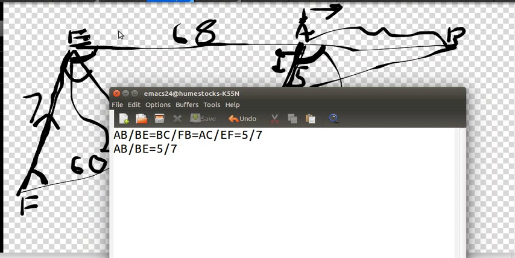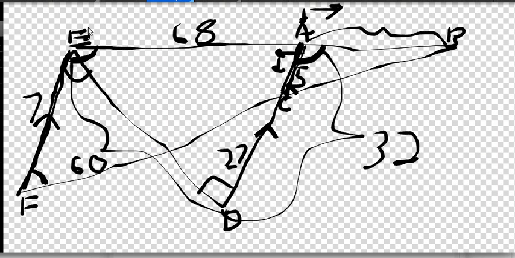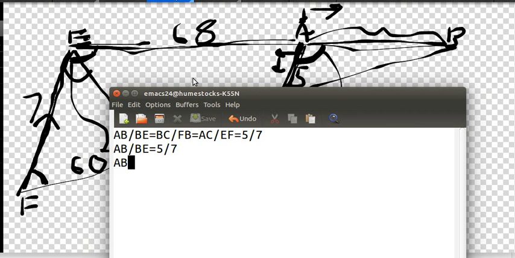Now, if you go back to our diagram, we don't actually know what BE is. But we can find BE in terms of AB. This is AB. This is AE, which is 68, so all of BE is AB plus 68. This is because of the addition postulate. We're just adding up AE and AB, putting them together to make BE. So AB over (AB plus 68) equals 5 over 7.